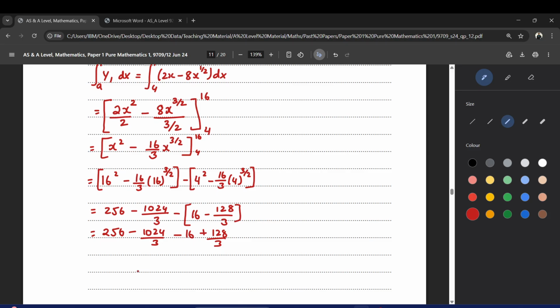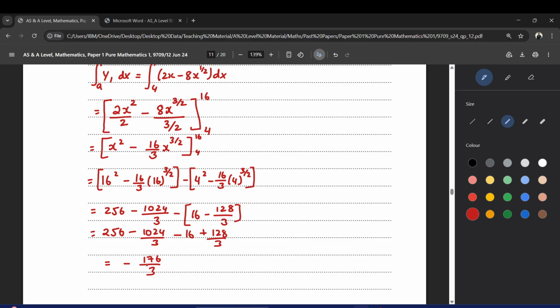Now if I calculate this, so 256 minus 1024 upon 3 minus 16 plus 128 upon 3. So that gives me minus 176 upon 3.